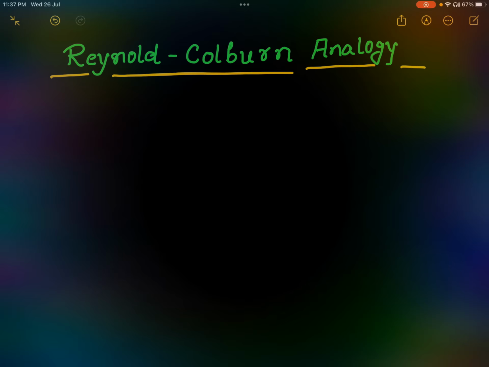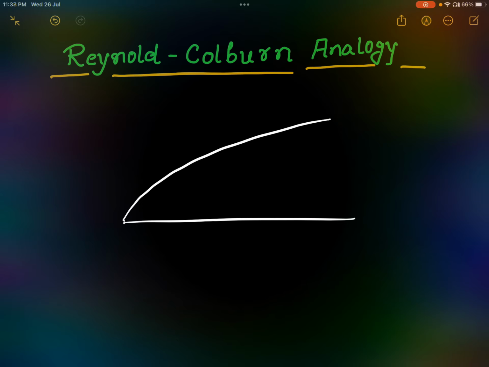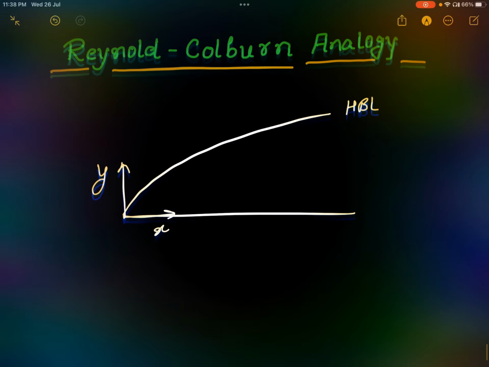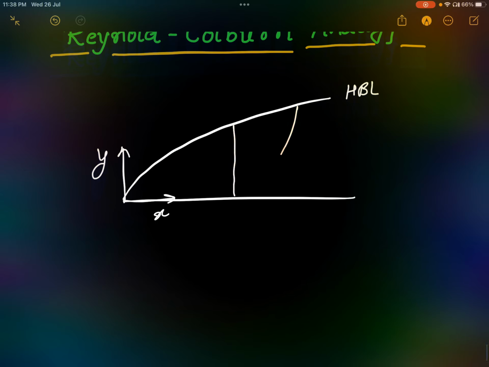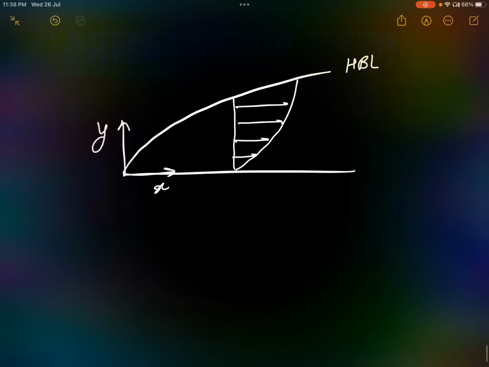We want to derive a relation between the fluid friction or local friction coefficient and the local convective transfer coefficient, so that we can find it out by knowing the friction coefficient. So let us see how we can do this. Let's say we have a plate and there is a boundary layer formation on it. This is the hydrodynamic boundary layer. Let's say this is our x-axis, this is y-axis, and this is our velocity profile. At a location x, we have a velocity profile.